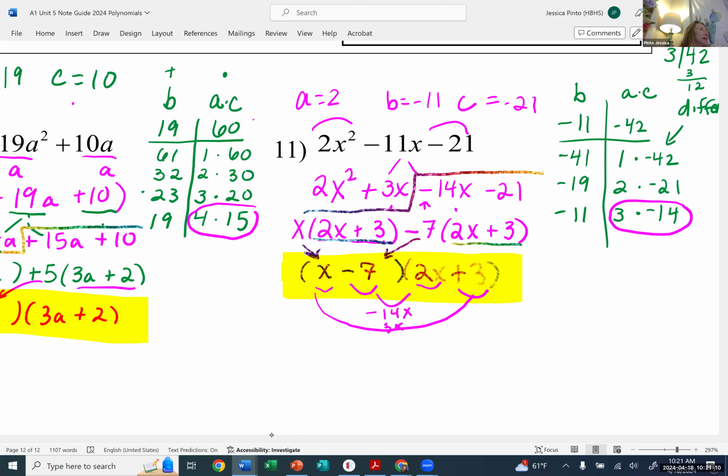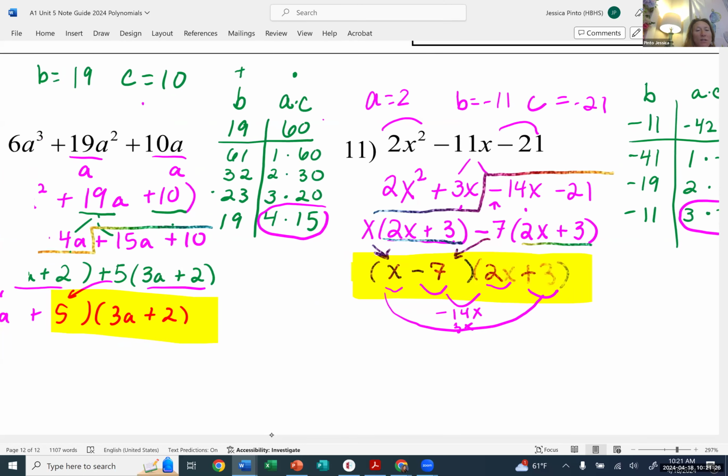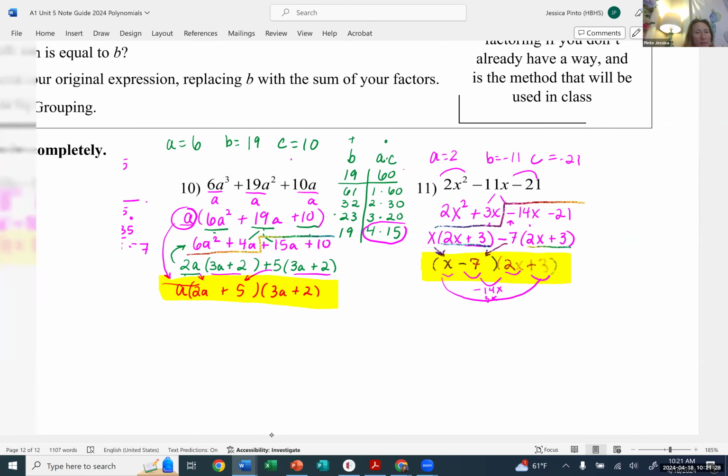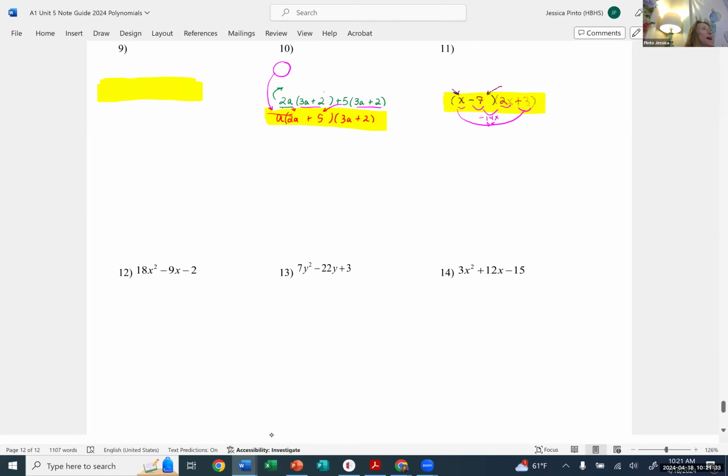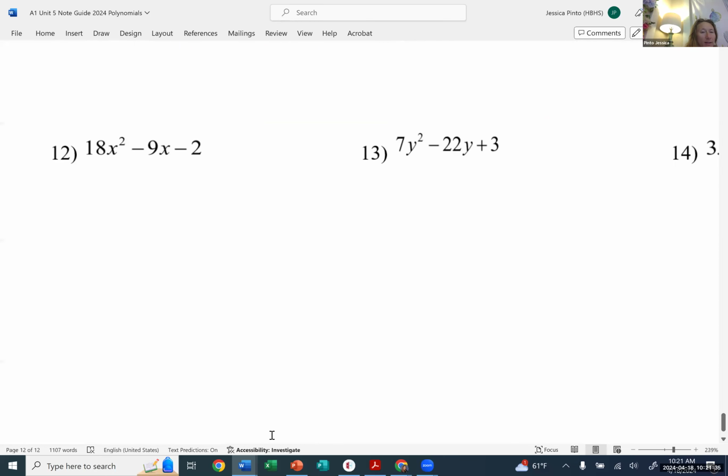This is a process that you will be doing on your own. You will be finding A, B, and C. You will make the chart. You will find the pair of numbers. You will have them replace the middle. You will draw the staircase. You will take out the GCF. You can see that these ones require us to have a lot of skills. That's why we wanted to do 84 practice problems of the simple kind.